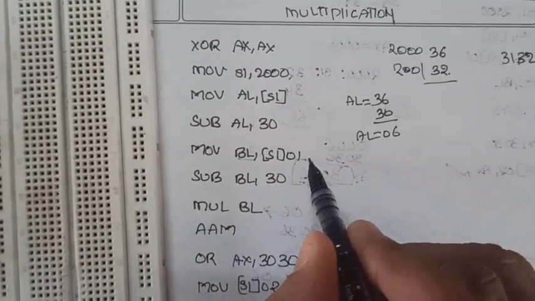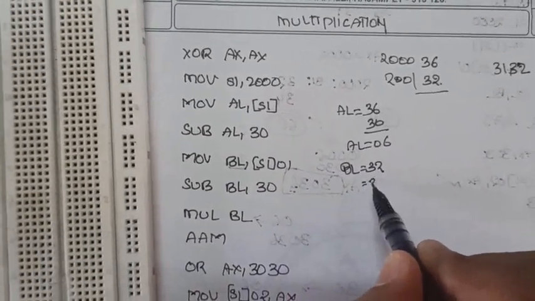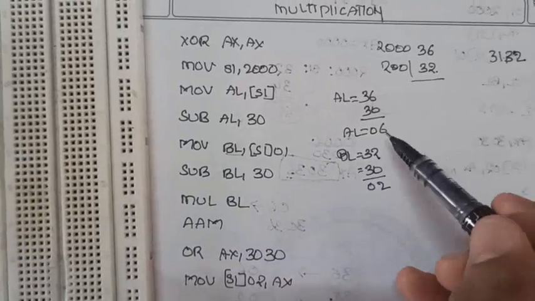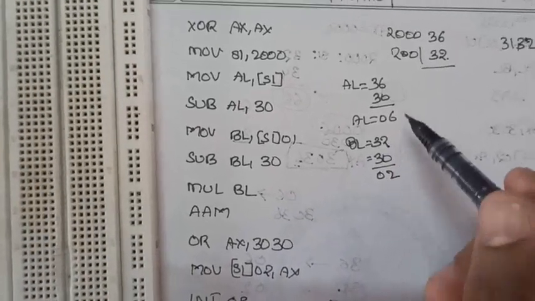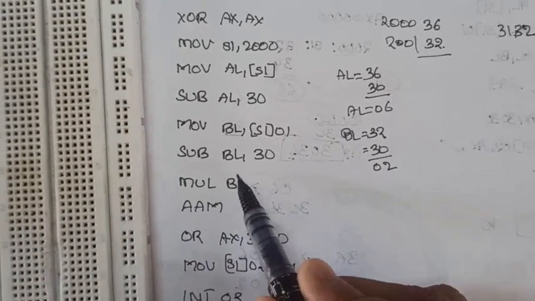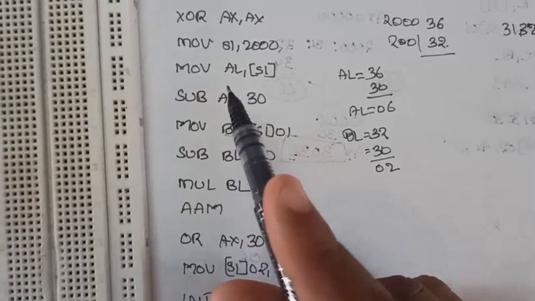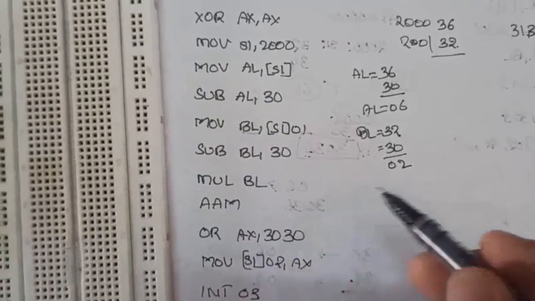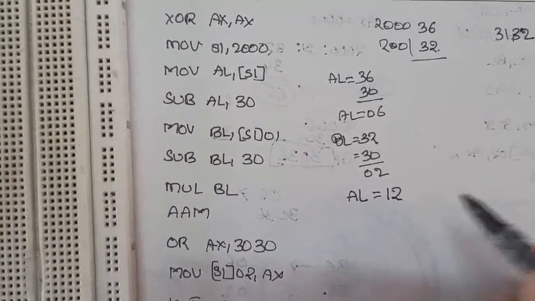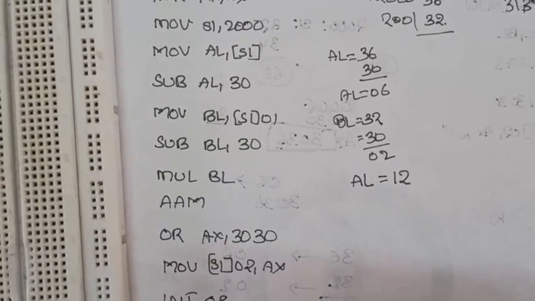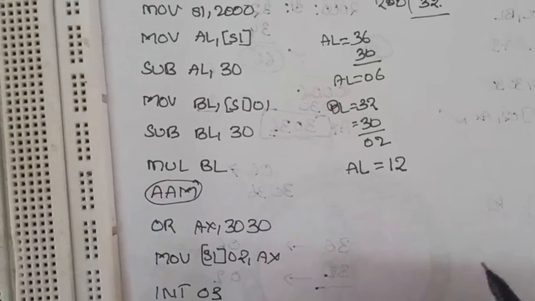And similarly, we are going to take the next input in the BL register as BL equals 32. Here also we are going to subtract 30. So after subtracting 30, we get 02. Now this data is in the form of the actual required multiplication, meaning 6 and 2. After this, we do MUL BL, which multiplies the data available in BL with the data available in AL and stores the result in AL itself. For example, 6 2s are 12. After this instruction MUL BL, AL contents will be 12. Now comes the purpose of AAM, ASCII adjust after multiplication.